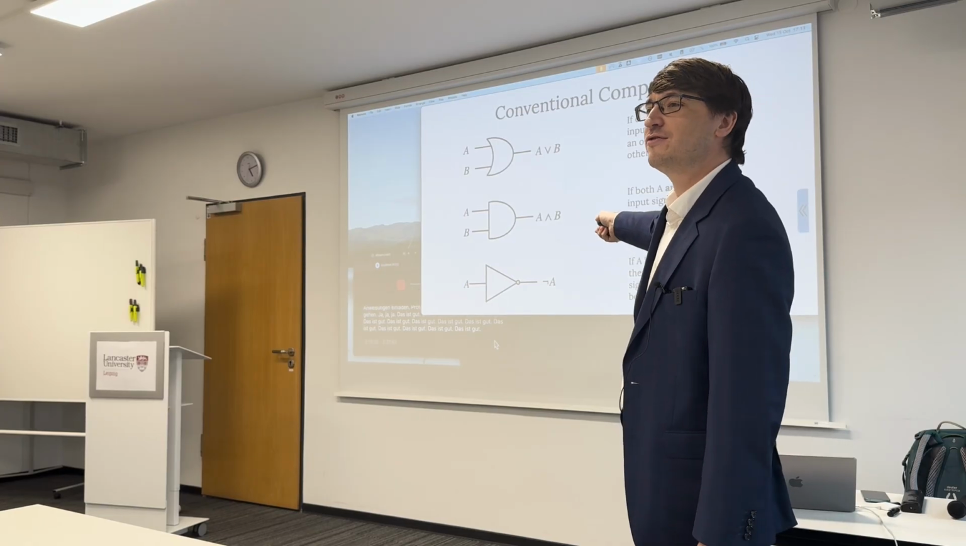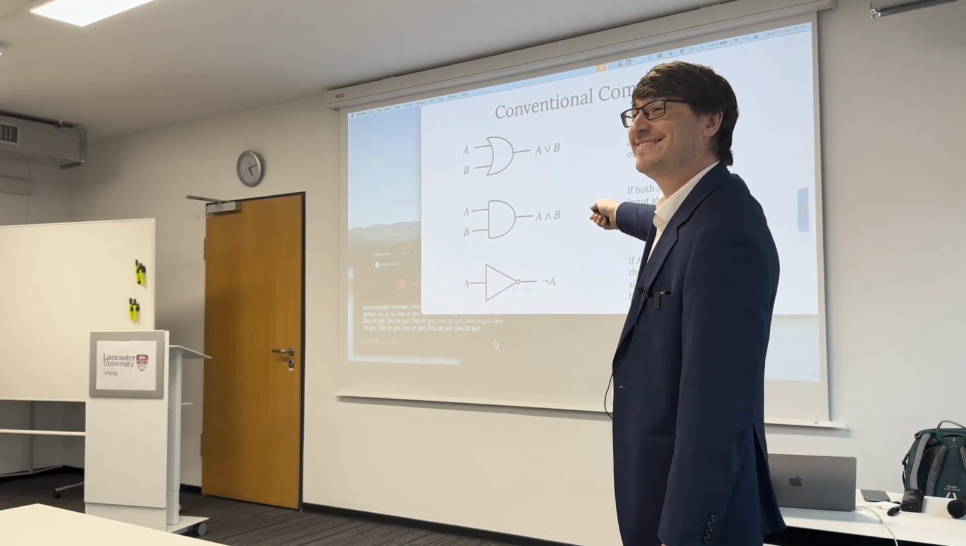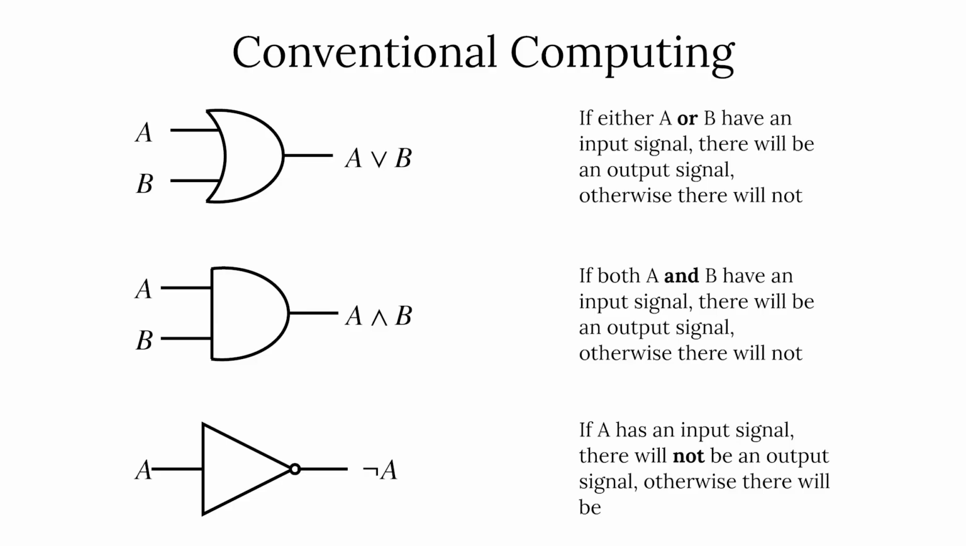So the top one here, come on, there's plenty of students in the room. What's the top one? There we go, it's an OR gate. It says it here. And the second one? It was an AND gate, absolutely. And the bottom one? It was a NOT gate, absolutely.